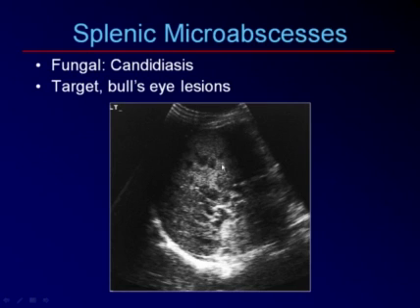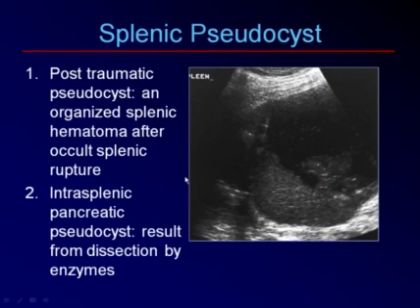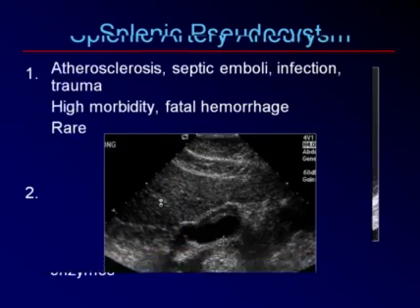Little small microabscesses can occur in the spleen just like in the liver, and these are usually due to fungal infection and have little small target lesions with a little echogenic nidus, which is the bullseye lesion of the microabscess. Intrasplenic pseudocysts can occur after trauma, which means that there was an organized hematoma after an occult rupture, or it can originate from the pancreas, a pseudocyst from dissection by the enzymes.